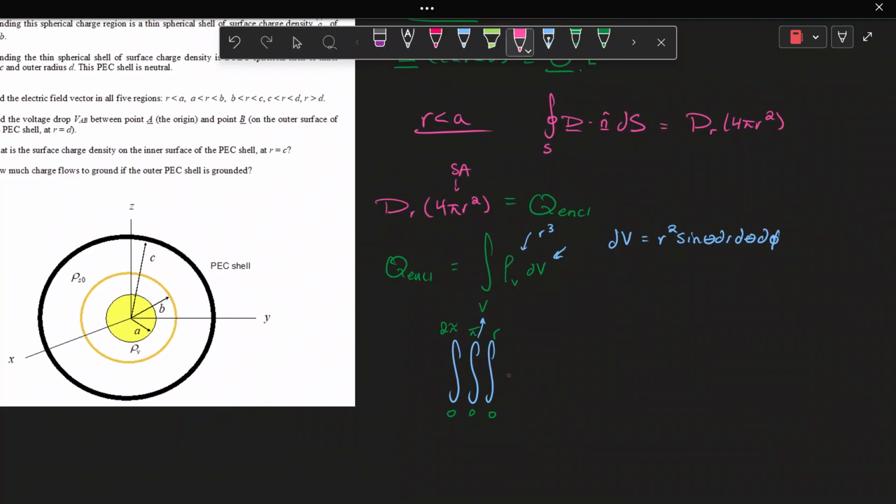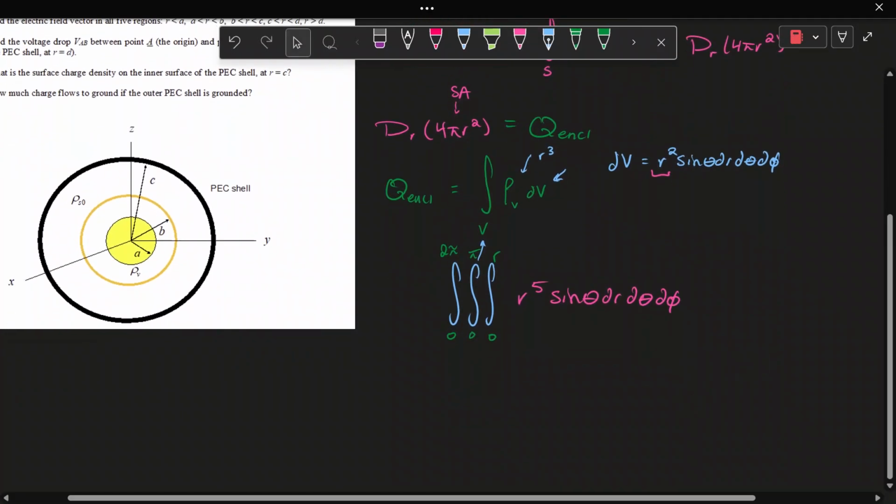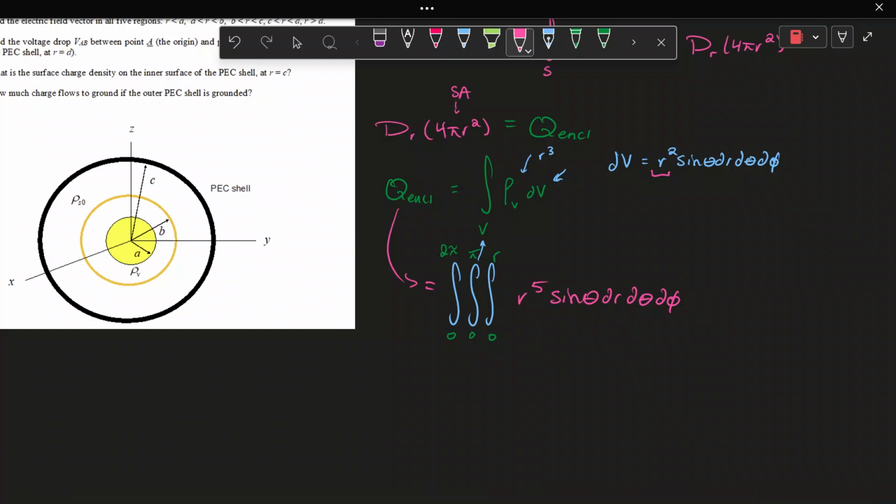So now, rho v, we have r cubed, but remember we're multiplying it by r squared, so let's just call it r to the 5th sine theta dr d theta d phi. And remember, this is all for r less than a. So we're inside of that yellow sphere. All right. So now, Q enclosed, because this is still the same thing here, what is the integral of r to the 5th with respect to dr? Well, that should be 1/6 r to the 6th, right? So 1/6 r to the 6th, and we'll pull this to the outside.